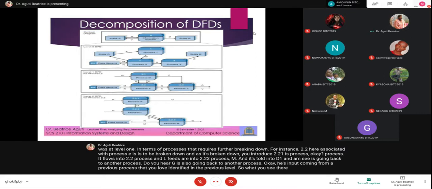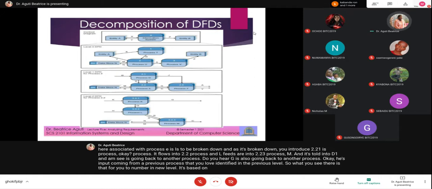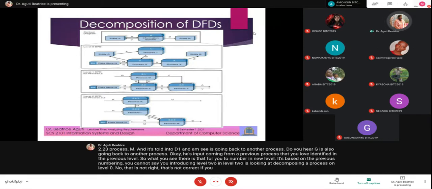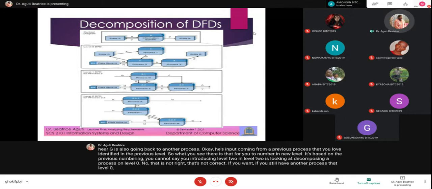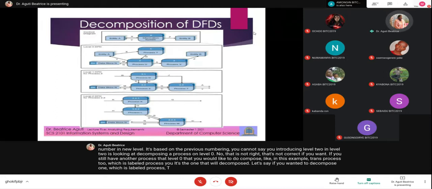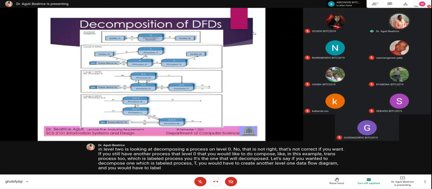So what you see there is that for you to number a new level, it's based on the previous numbering. You cannot say you're introducing level 2 and level 2 is looking at decomposing a process on level 0. No, that is not correct. If you still have another process at level 0 that you'd like to decompose, like in this example, it was process 2, which is labeled process U. It's the one that we've decomposed. Let's say if you wanted to decompose 1, which is labeled process T, you would have to create another level 1 data flow diagram, and you would have to label it for process 1.